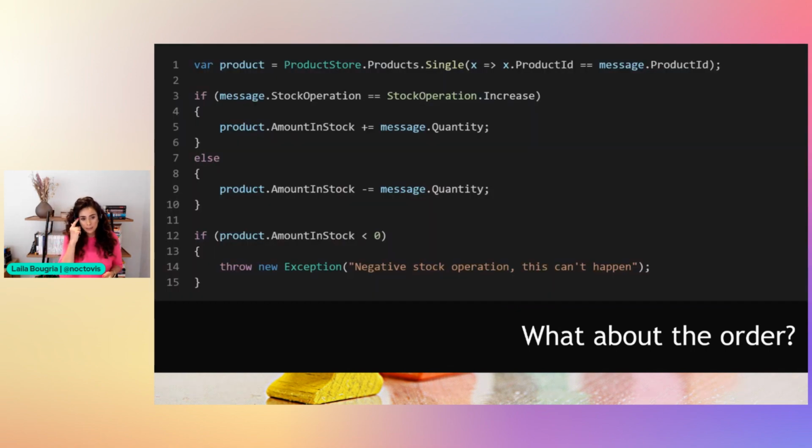Now let's take a look at a snippet in Team Ipsum's code base. It's a very naive stock update implementation, basically looking at the message payload, and based on that information, increasing or decreasing the amount in stock that I have for a specific product. What's interesting here is that guard clause at the bottom, because what we're basically doing there is checking: if this operation led to a negative stock, then I'm going to throw an exception, because I can't accept having -5 PlayStations in stock. That just doesn't make any sense, right?